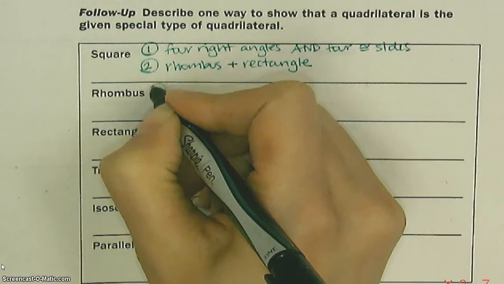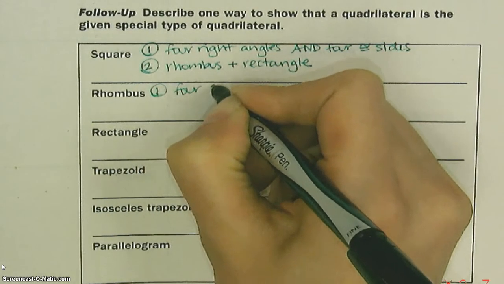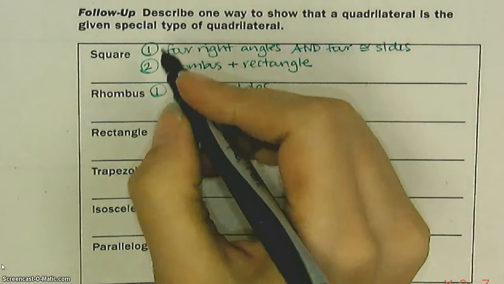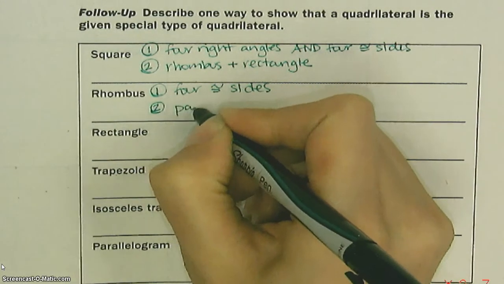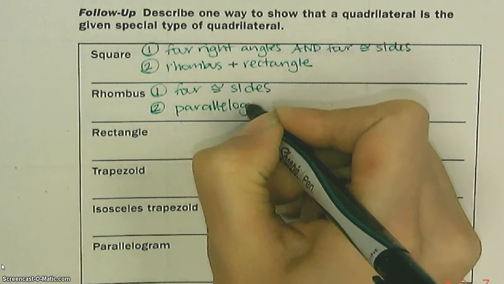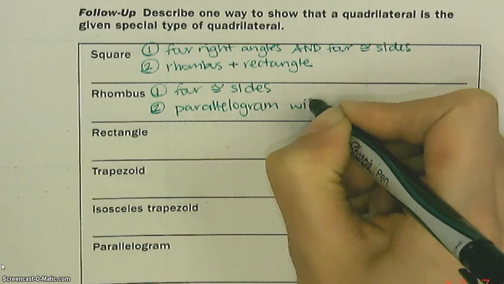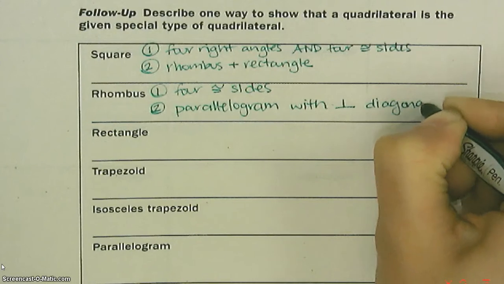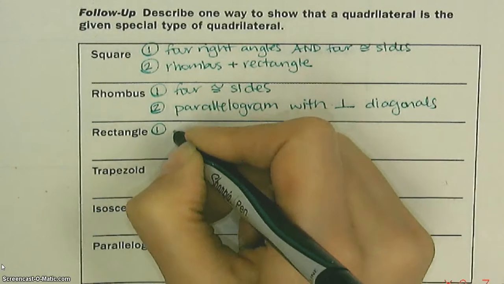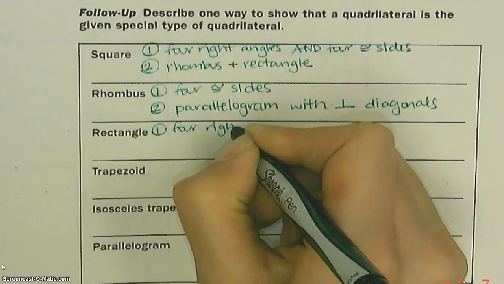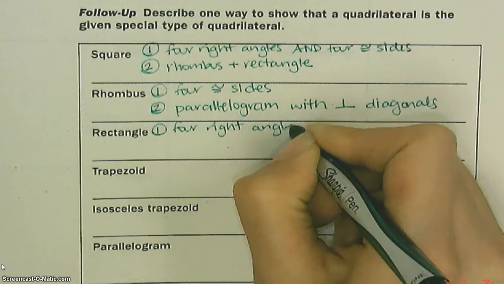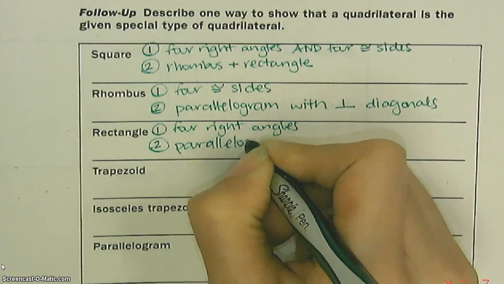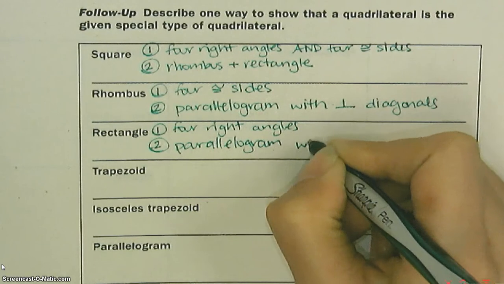It's kind of the same idea. A rhombus, you need to see 4 congruent sides, or you need to see that it's a parallelogram with perpendicular diagonals. Remember, that means 90 degrees. A rectangle, we need 4 right angles, or we need to see that it's a parallelogram with congruent diagonals.